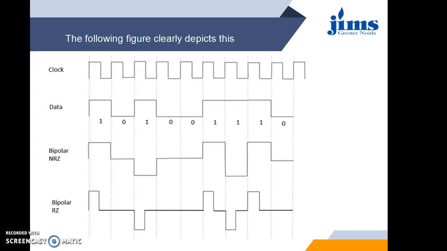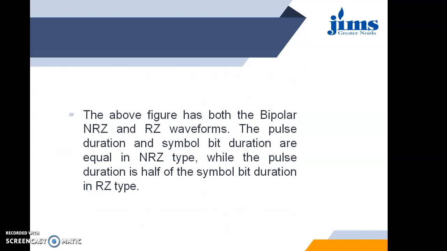Now the bipolar RZ technique is similar to the bipolar NRZ technique, except that the signal is transmitted for half of the bit duration, as I told you in the previous slide. The above figures show both the bipolar NRZ and RZ waveforms. The pulse duration and symbol bit duration are equal in the NRZ type, while the pulse duration is half of the symbol bit duration in the RZ technique.